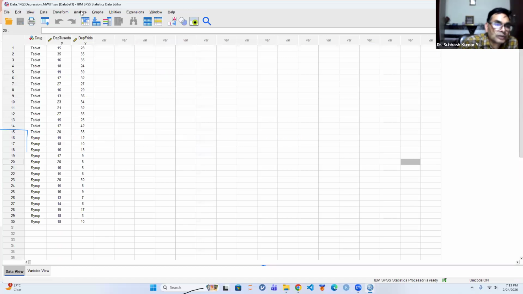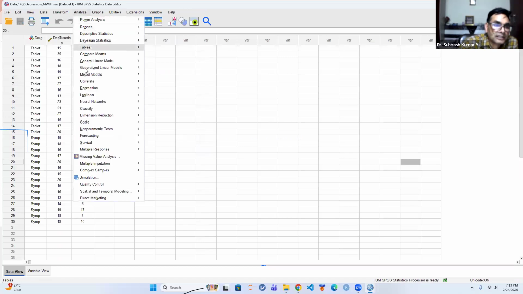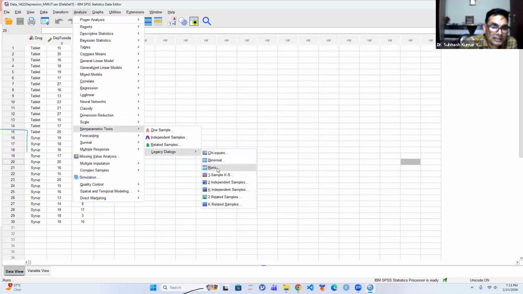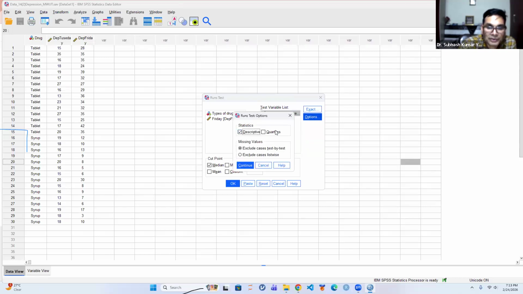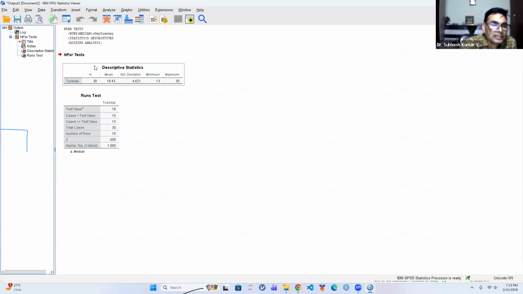So now let us perform another test. You just click on analyze and go to non-parametric test. Go to legacy dialog, and here we can check the run test, whether the data is independent or not. You can go for the options as well if you wish, descriptive, quartiles, like that, and otherwise you just click on OK. So here you can see the run test. Here the p-value is 1. It means the data is independent.